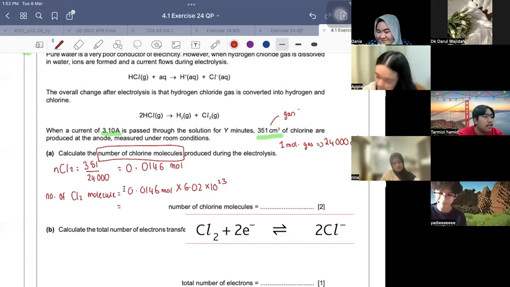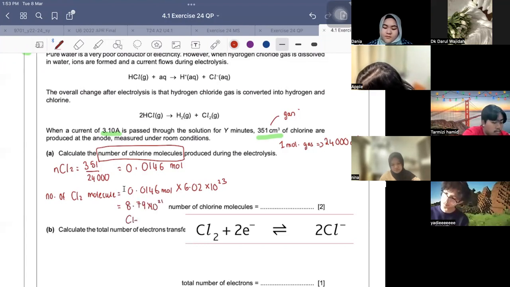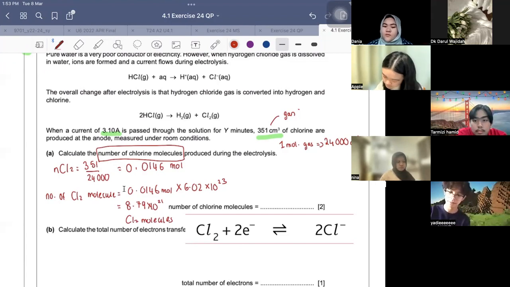So that means the number of chlorine molecules that I have in this 351 centimeter cube of container is equivalent to 8.79 times 10 to the power of 21 chlorine molecules. Did you get that? Okay, good, thank you.